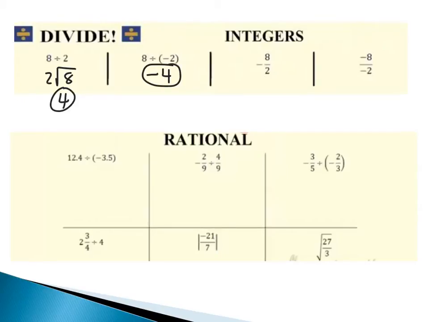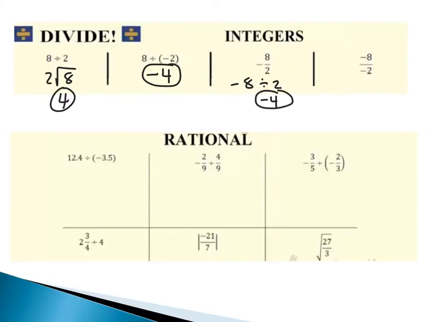Next one, I have negative 8 halves. You may look at this as a fraction. Well, fractions, my friends, if you haven't realized it already, is division. It's just a way of writing division. So what this really says is negative 8 divided by 2. I'm only keeping one of those negative. Remember, I always apply the negative to the numerator. So negative 8 divided by 2, that's also going to give me negative 4.